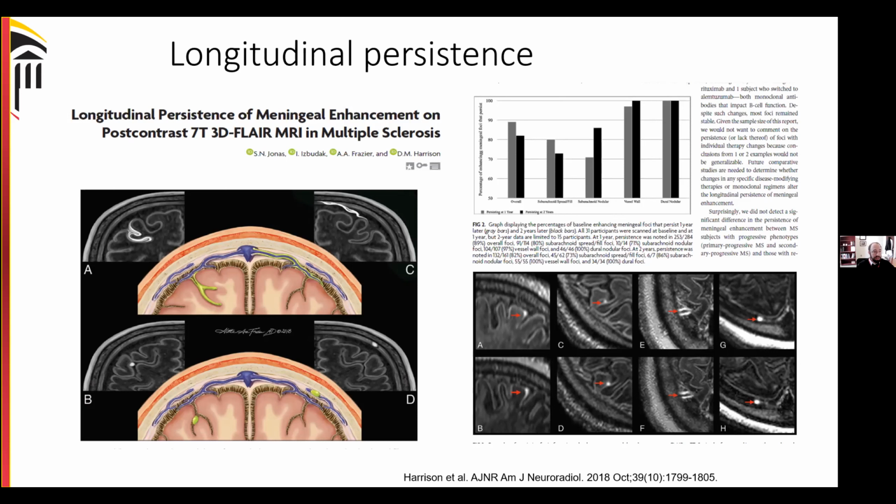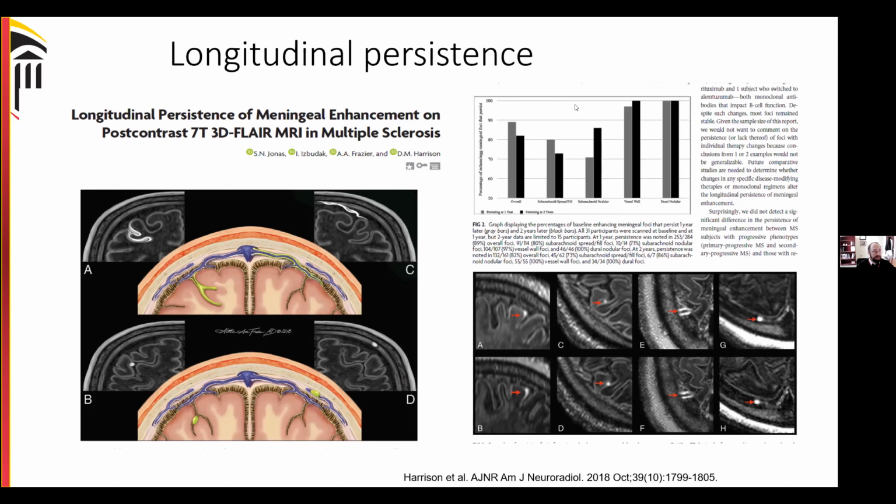We've also taken a look at these areas of enhancement over time. So this is a study that took a look at baseline, a 1 year and a 2 year scan. We looked not only at those leptomeningeal patterns that I was talking about just a moment ago, but also some more dural and venous type patterns, with hyperintensities right outside the vessel wall, shown here, and nodules within the dura itself, shown here.